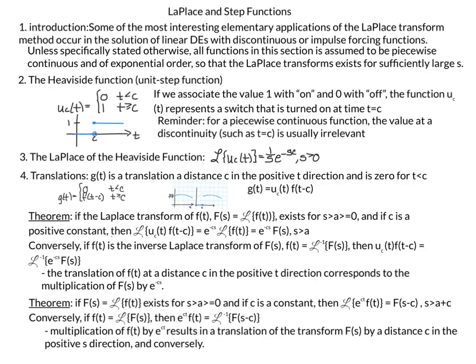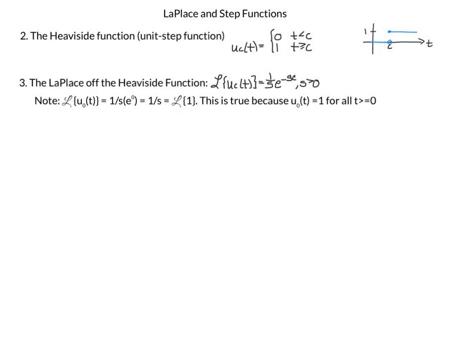On our overview slide, we have that right here. The Laplace transform of our Heaviside function is 1 over s times e to the minus sc. And just a note, the Laplace transform of u_0, when we plug in 0 here, is just equal to 1 over s, which is the Laplace transform of 1. And this is true because u_0 is equal to 1 for all t greater than or equal to 0.